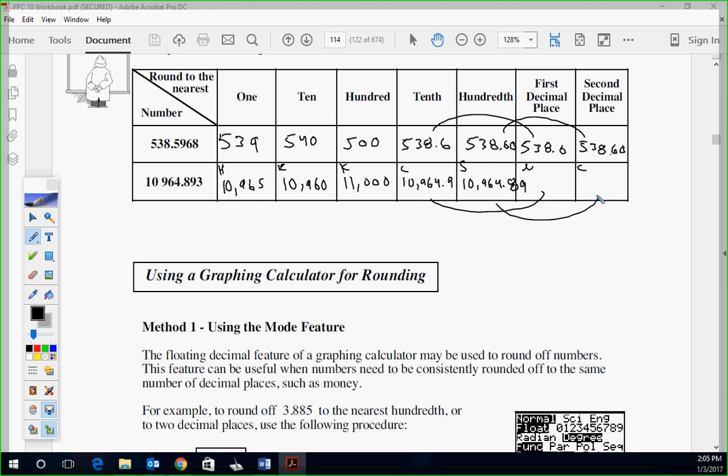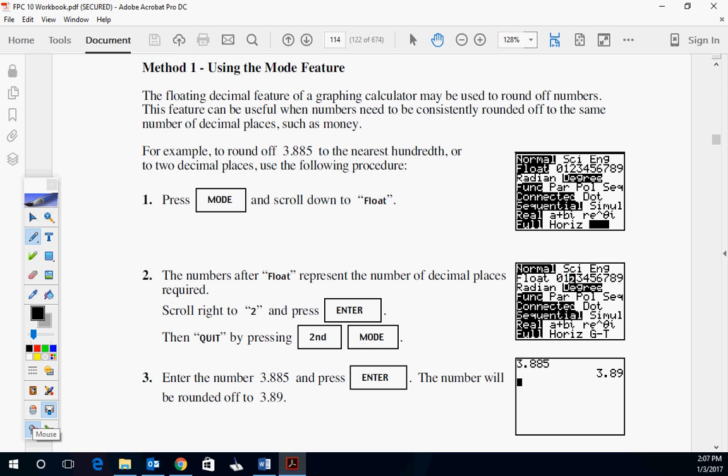Okay, now we're going to show you how to do this in your calculator. It's actually kind of neat. I haven't used this feature, I used the other one before, but this is pretty neat. It's using the mode feature. So take your calculator and hit mode. You're going to come down and find that float button.